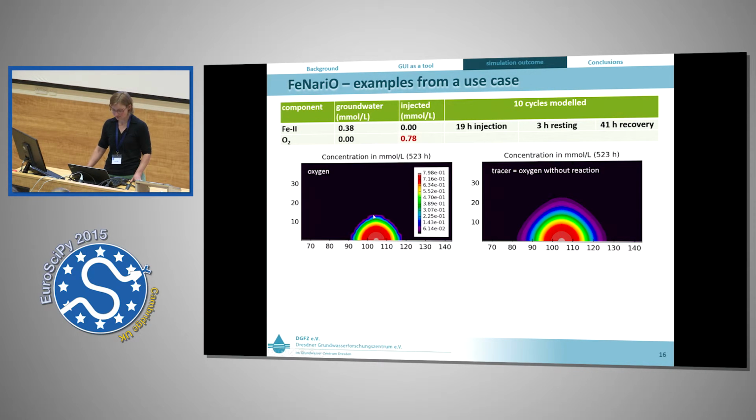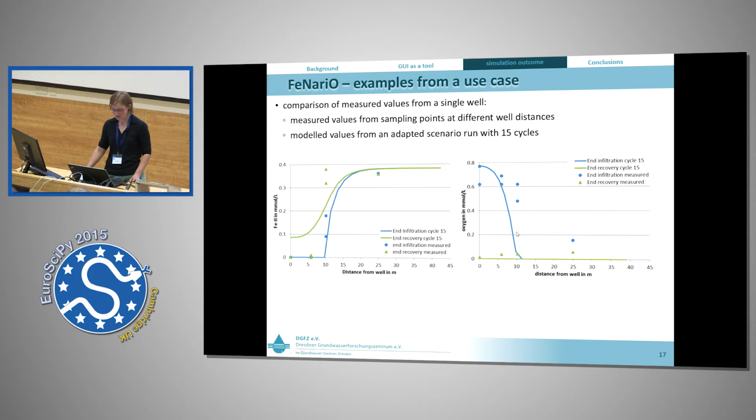Another thing, you can see that the oxygen is consumed. You can see a tracer which is introduced with the same concentration, but it's traveling much farther because it's not consumed. And I've made a comparison with measurements from a specific site, and the iron concentration and oxygen concentration after recovery and after infiltration behave roughly the same at this special site as the model could do in this example case.